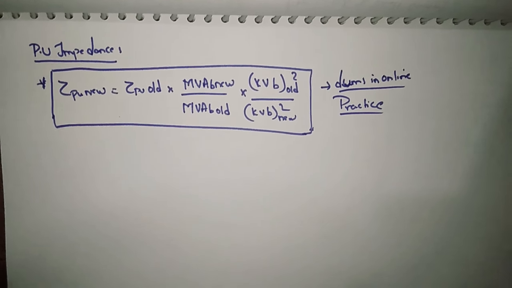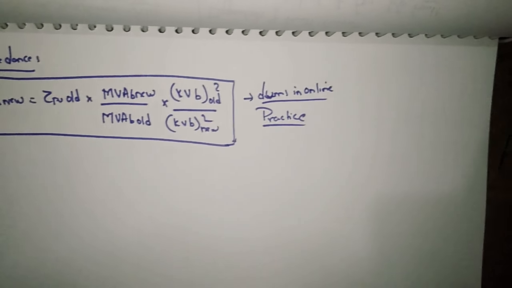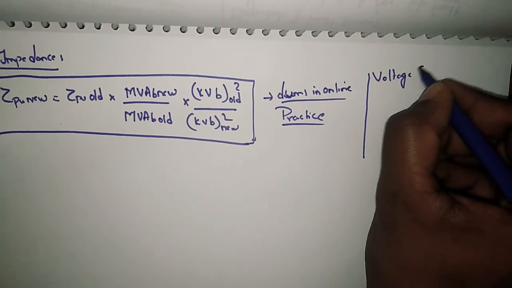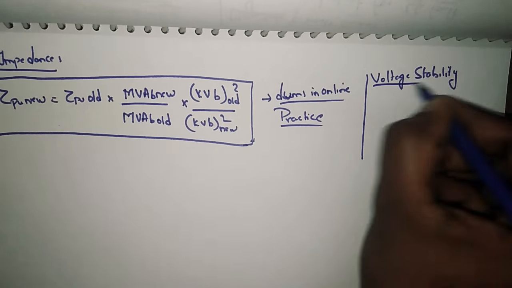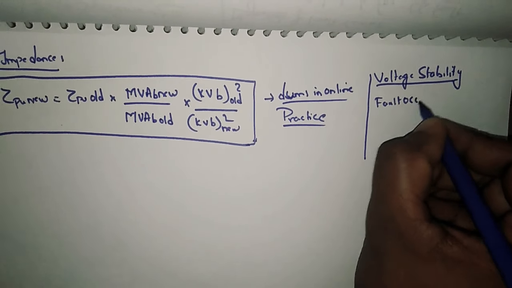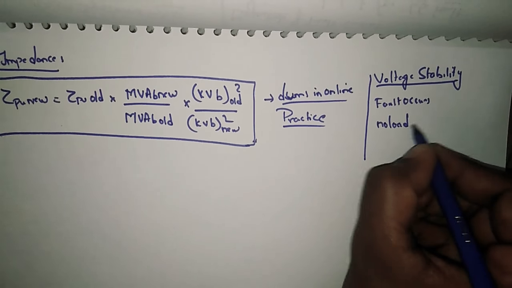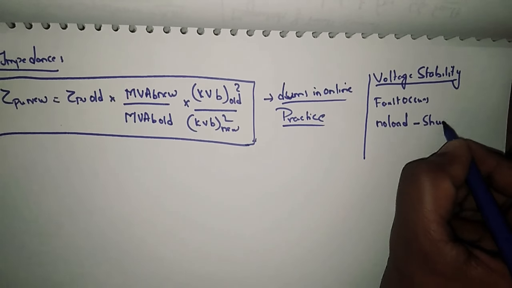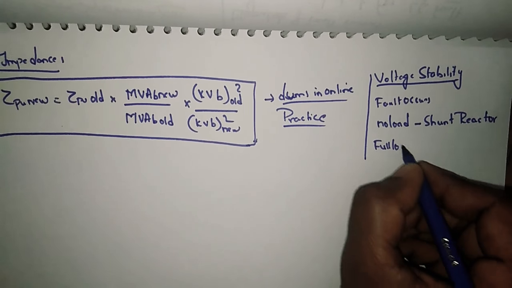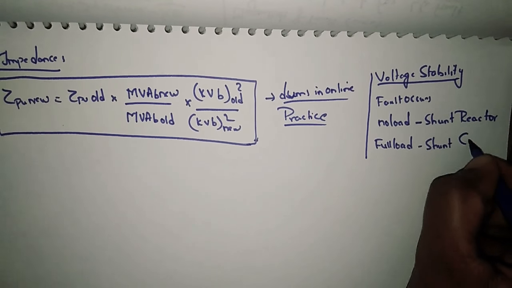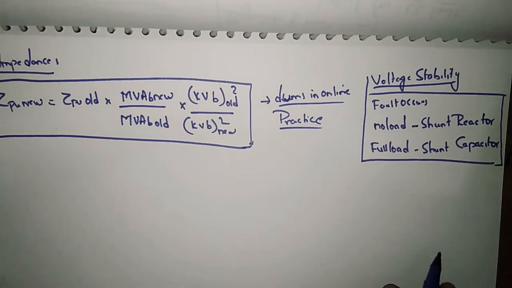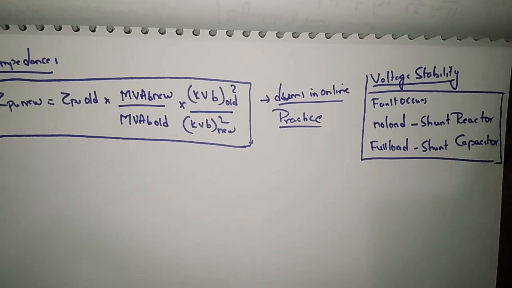Next, I would like to add one more point here: the concept of voltage stability. Whenever a fault occurs, there will be huge changes in voltage. It can't be stable, right? If a fault occurs at no load, to have stability we employ a shunt reactor. For full load we employ a shunt capacitor. So to have voltage stability we employ these two. Please make a screenshot of this.